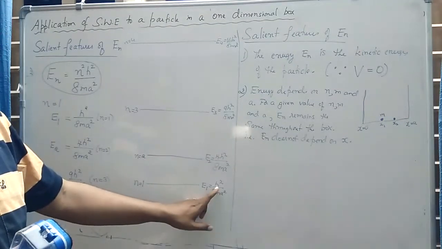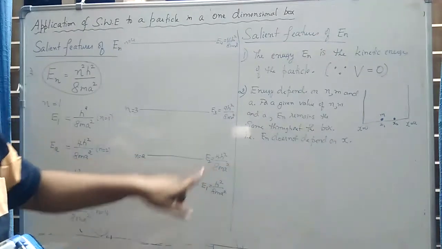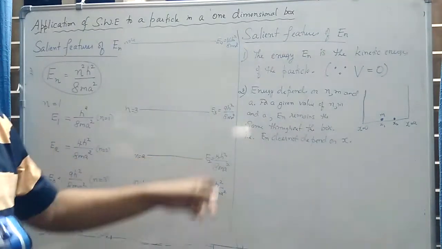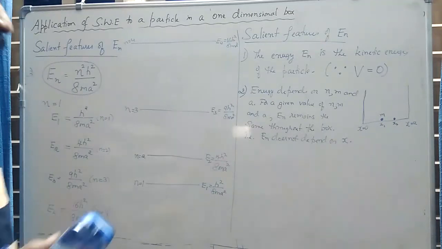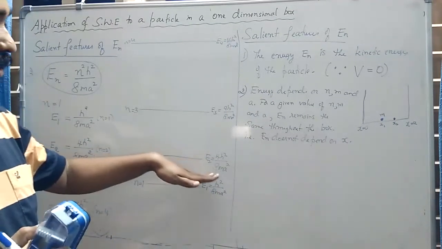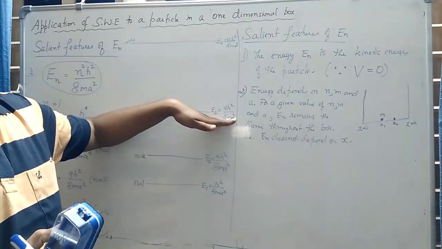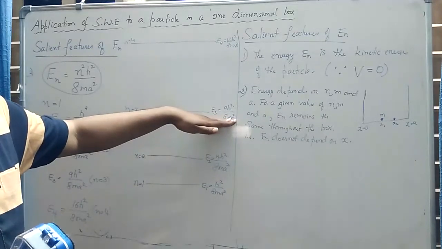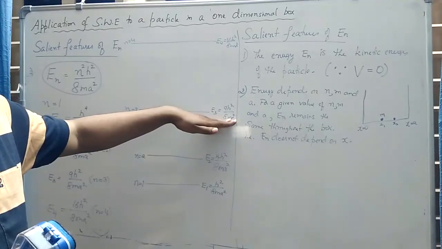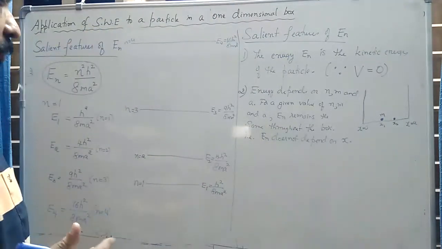For example, after 1h square by 8ma square, the next possible energy is 4h square by 8ma square. So it cannot have 2h square by 8ma square, or 3h square by 8ma square, or 3.5h square divided by 8ma square. All those energies are forbidden. Similarly, after the 4h square by 8ma square level, the next possible energy the particle can have is 9h square divided by 8ma square, corresponding to n is equal to 3. So 5h square, 6h square, 7h square, 8h square, all those energies are not allowed. The next possible energy is 16h square divided by 8ma square.